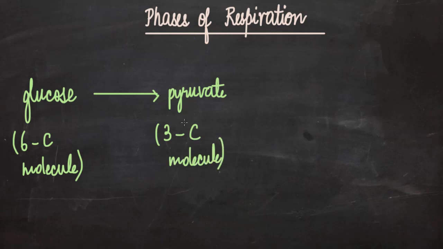This process does not require any oxygen. So this is an anaerobic process. Now this pyruvate has to further break down into simpler substances. So those substances can be either of the three. First thing is that this pyruvate can break up to give ethanol and carbon dioxide.